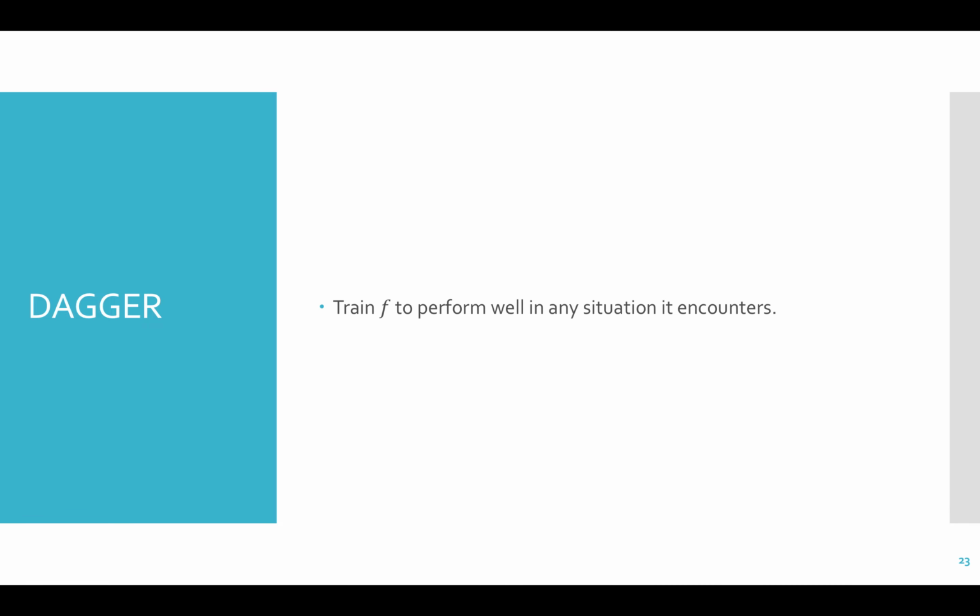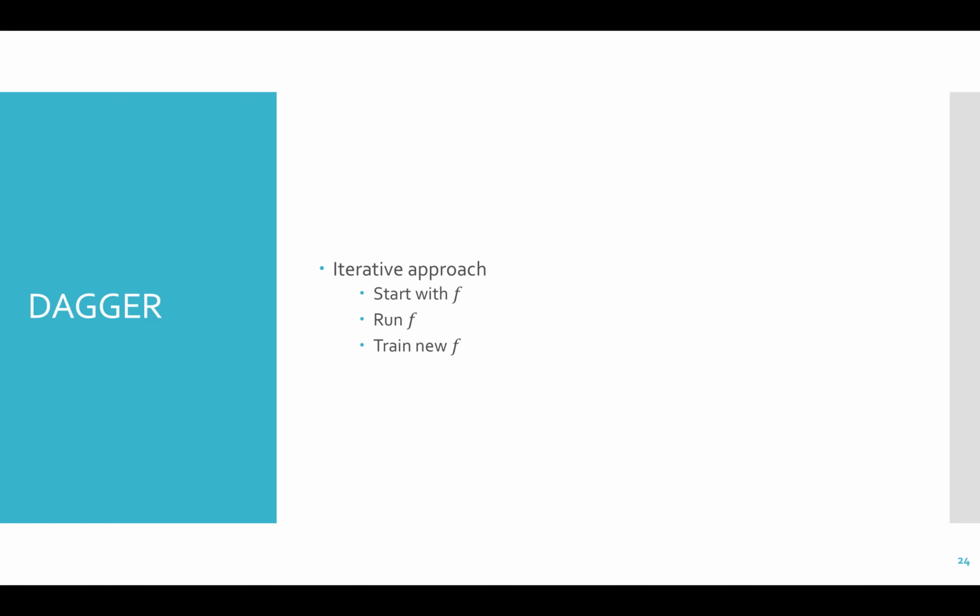We're going to use an iterative approach to solve this problem. We're going to start with some policy F. We're going to run F and then see what configurations it visits. And then we're going to train a new F to do well in those configurations. And then we're going to repeat.